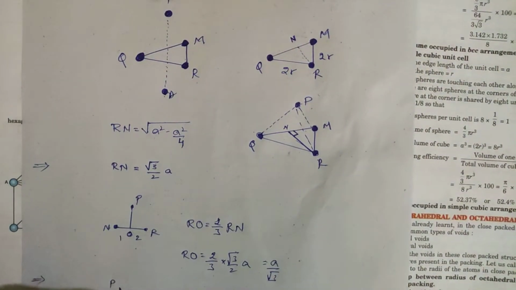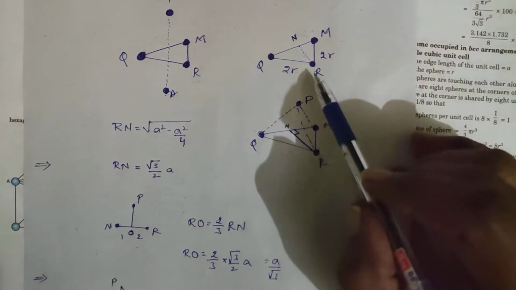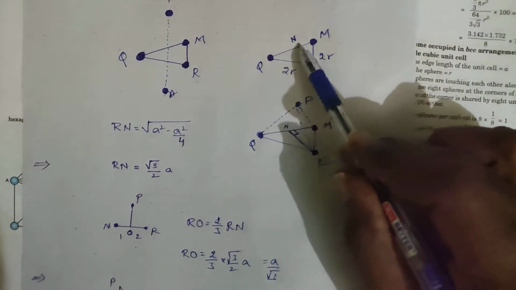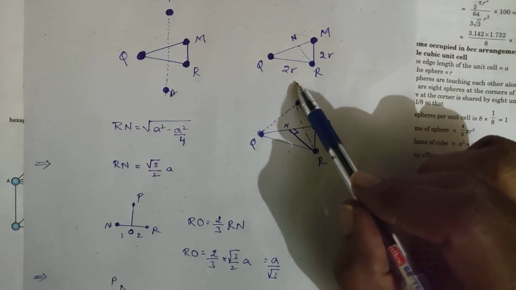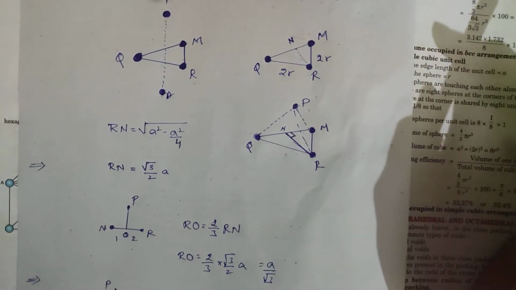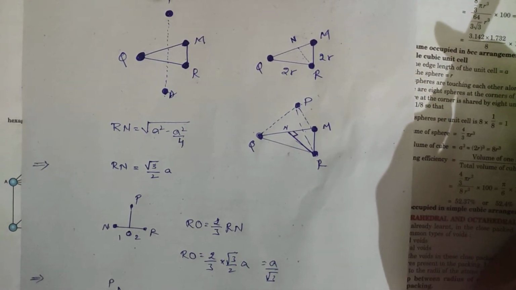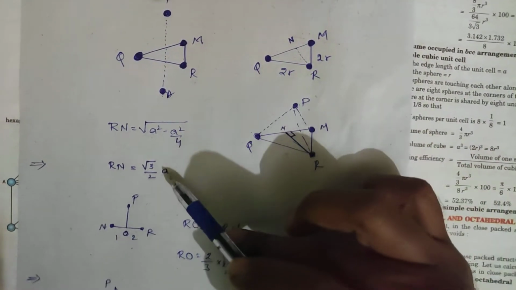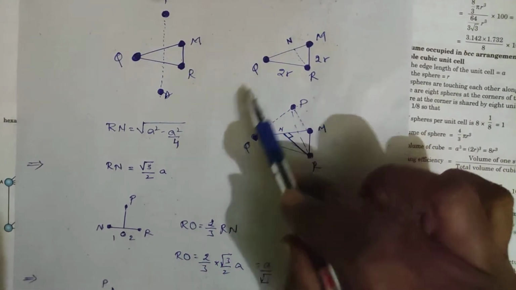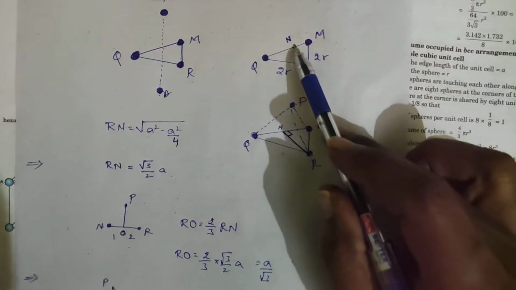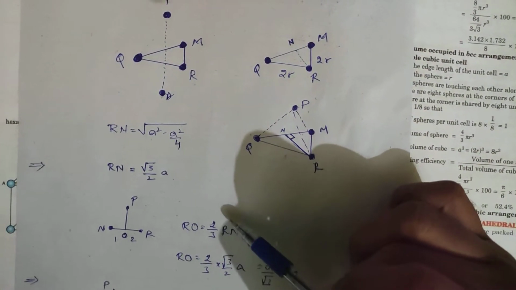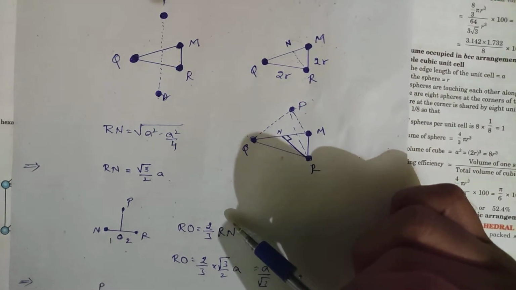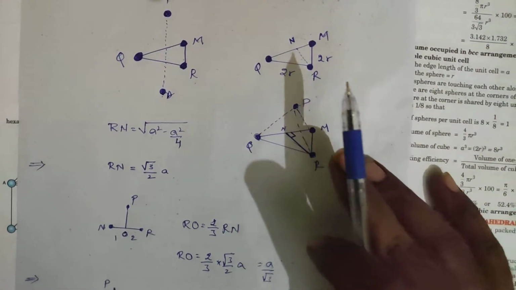Rn, no need. Directly, if you go for this, it is the right angle triangle, right? Rn cube, you will be getting root 3 by 2 a. So this entire thing is a only, right? I am taking in terms of a. Rq is a. This one, Rn, you require the value, so that you will be getting root 3 by 2 a. Clear, students?